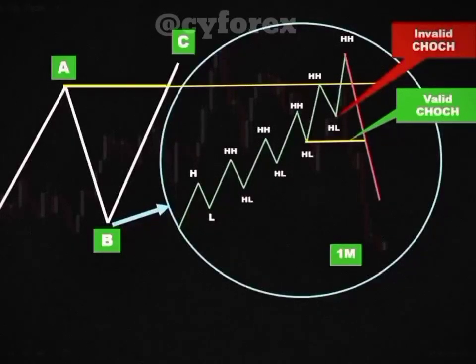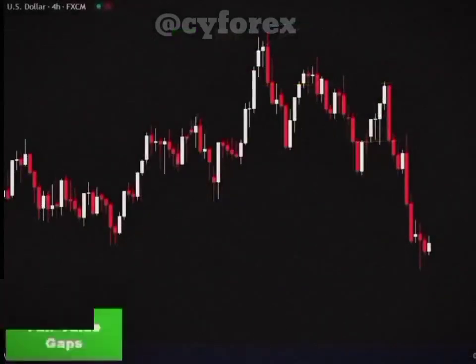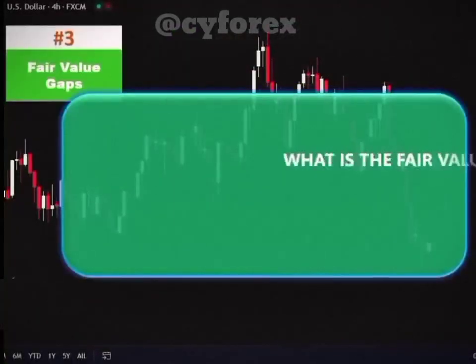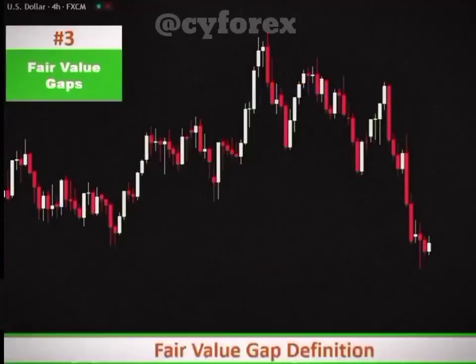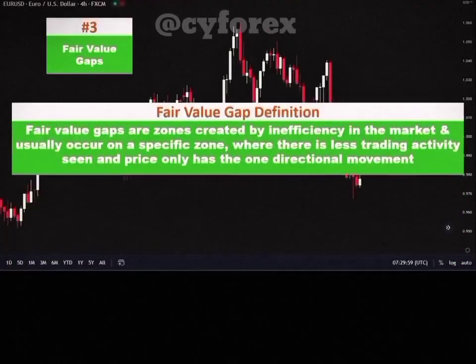So let's get started on the following subject, fair value gaps. What is the fair value gap meaning, and how can we identify it? Fair value gaps are zones created by inefficiency in the market, and usually occur in a specific zone where there is less trading activity seen and price only has one directional movement.